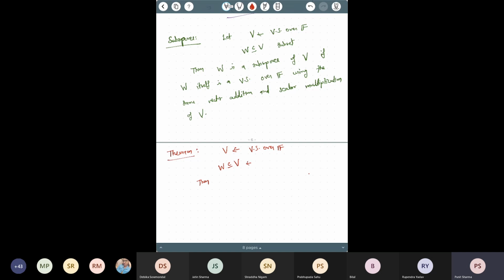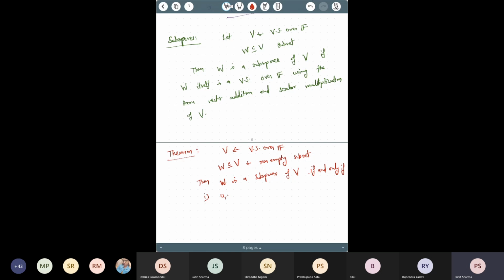Now I want to find a necessary and sufficient condition, so I will specifically write it. Suppose that this is a non-empty subset, otherwise it won't make any sense. In the definition I don't have to write this, but here I can clearly say it, because if it is empty then it won't be a subspace. Now if this is a non-empty subset of V, then W is a subspace of V if and only if these two conditions are satisfied.